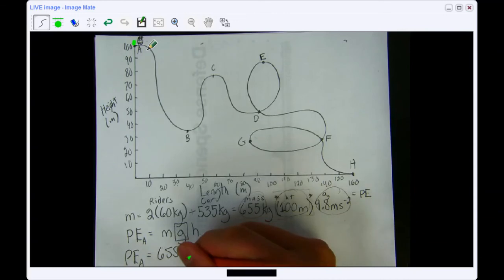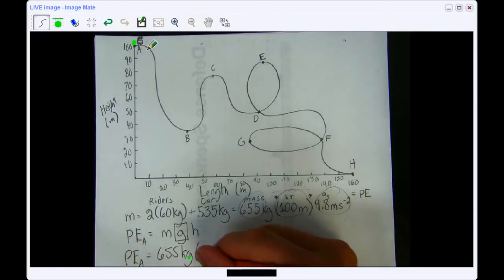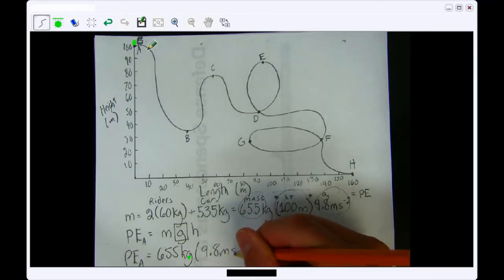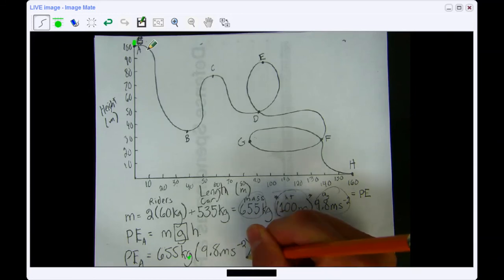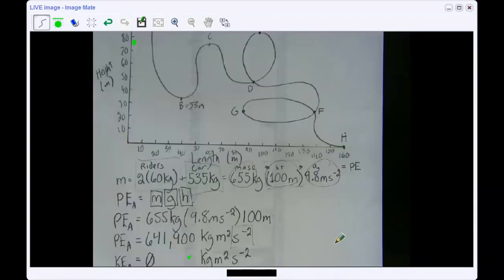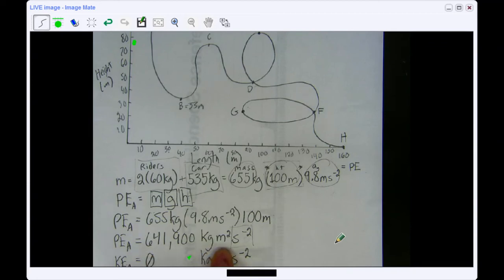655 kilograms times 9.8 meters per second squared times 100 meters. That will equal 641,900 kilogram meters squared per second squared, because meters times meters, times seconds to the -2.